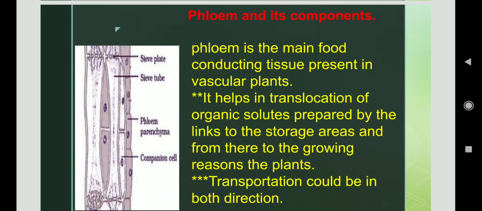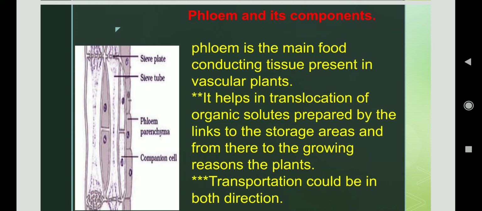Now let's move to the next, that is the phloem. Next permanent tissue, that is the phloem. Phloem is the main food conducting tissue present in vascular plants. You can see in the diagram, it is the main food conducting tissue, right? It helps in the translocation of food, or organic solutes you can say, which are prepared by the leaves, okay?